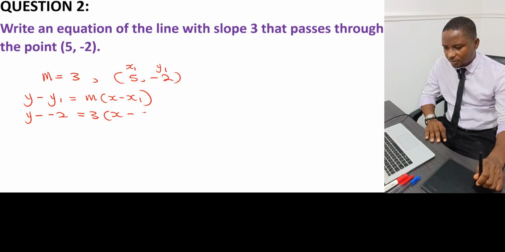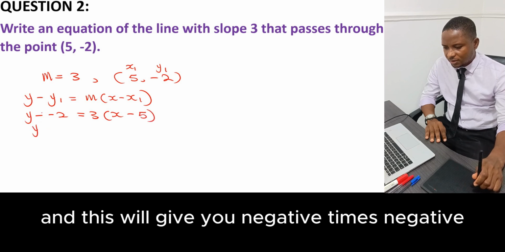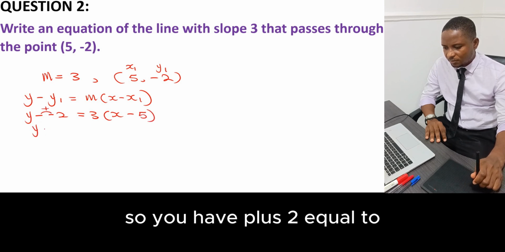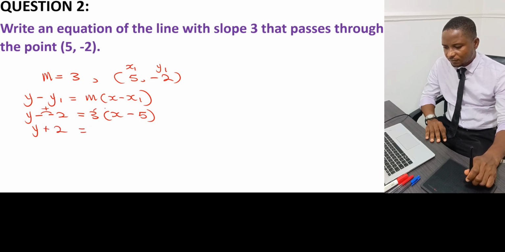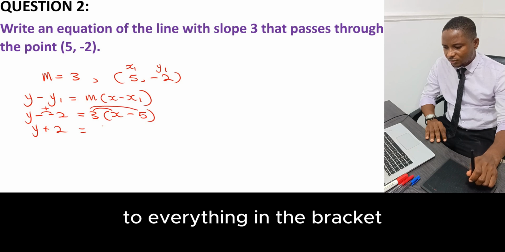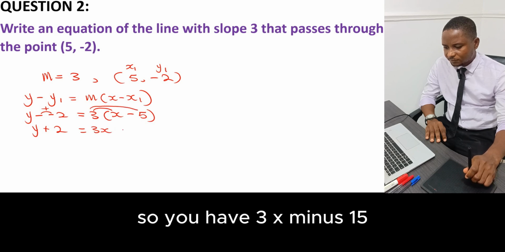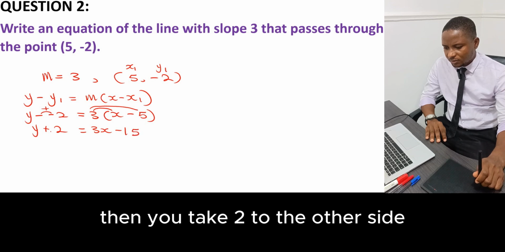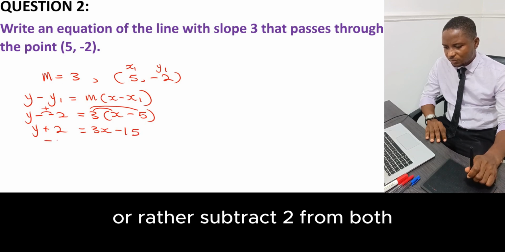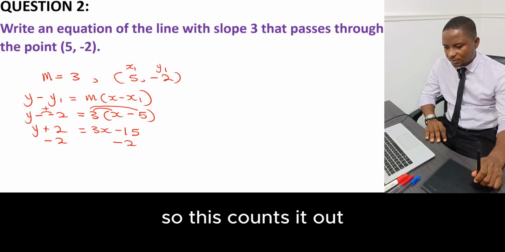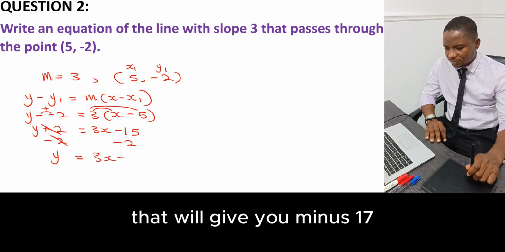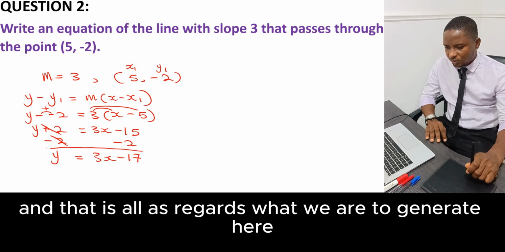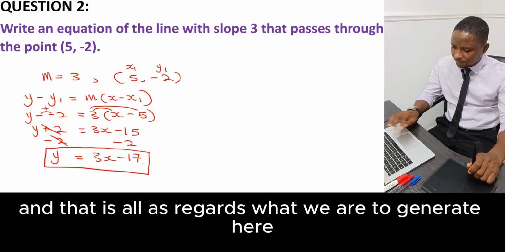Negative times negative gives you positive. So you have plus 2 equal to, you open the bracket by distributing the 3 to everything in the bracket. So you have 3x minus 15. Then you take 2 to the other side, or rather subtract 2 from both sides. So this cancels out, and you have y equal to 3x minus 15 minus 2, that will give you minus 17. And that is all as regards what we are asked to generate here.